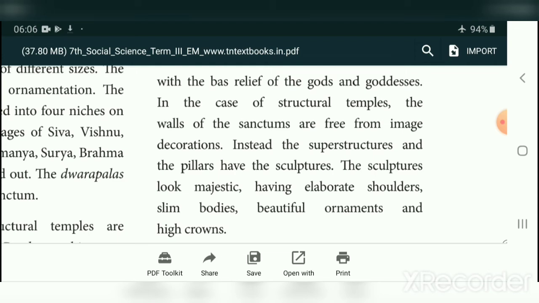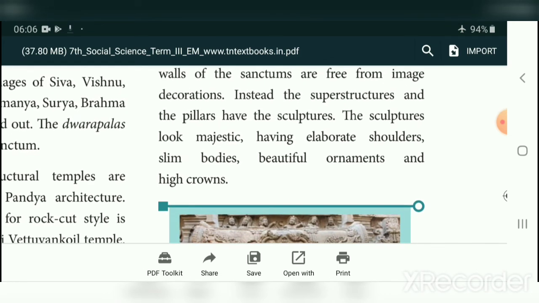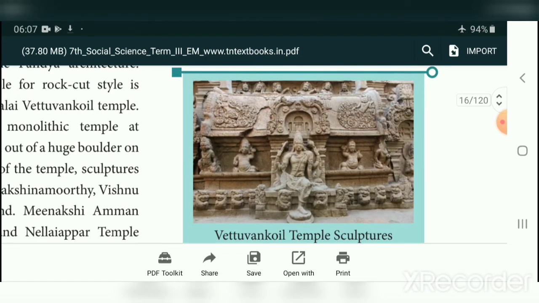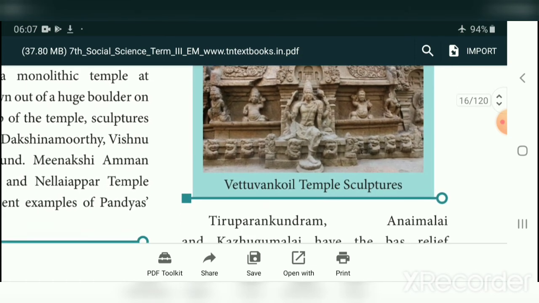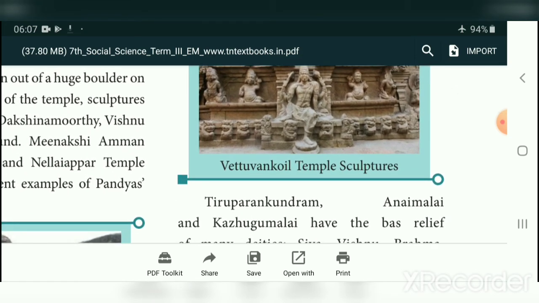The sculptures look majestic, having elaborate shoulders, slim bodies, beautiful ornaments, and high crowns. The ornaments are decorated with stones, and the high crowns are those of monarchs. You see here, the walls are decorated by so many sculptures, isn't it? These are the Vettuvan Koil temple sculptures.